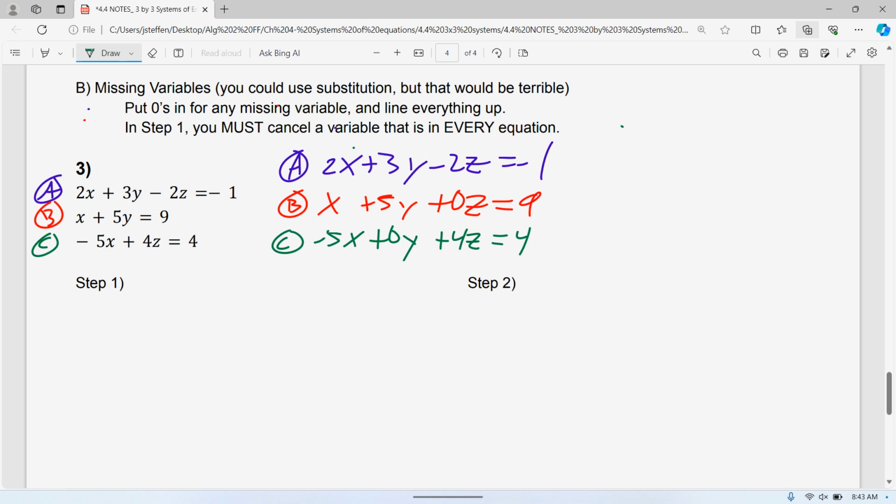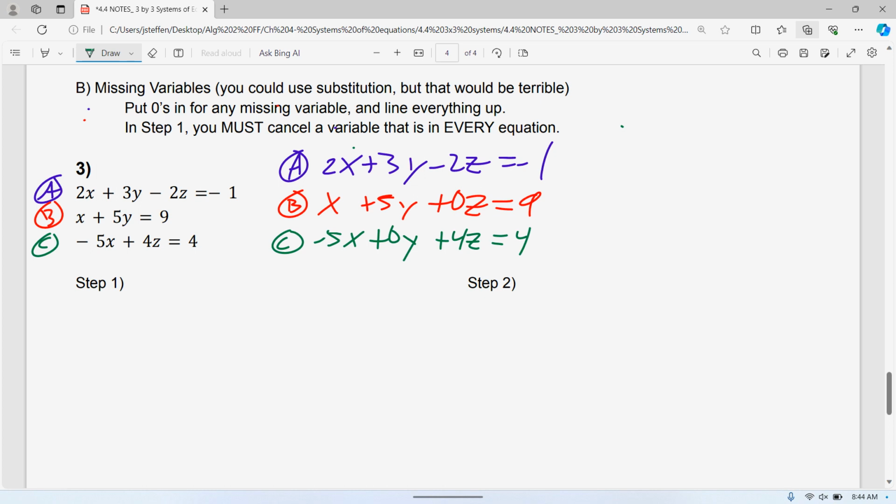Step 1, you have to cancel the variable that's in all of them. So you do not want to cancel the y variable, because equation C does not have a y. So don't cancel the y's. You can't cancel the z values because all of them don't have a z. Equation B does not have a z. So for this one, you have to cancel the x's.